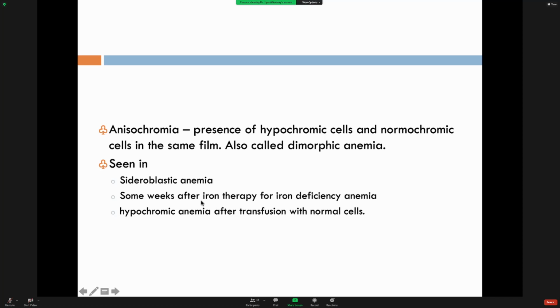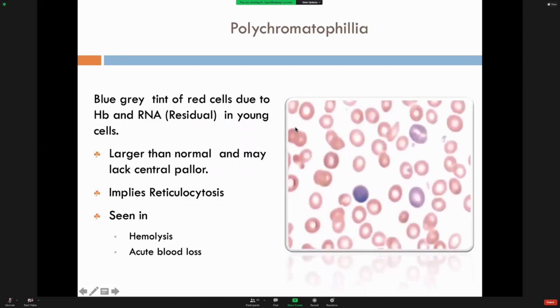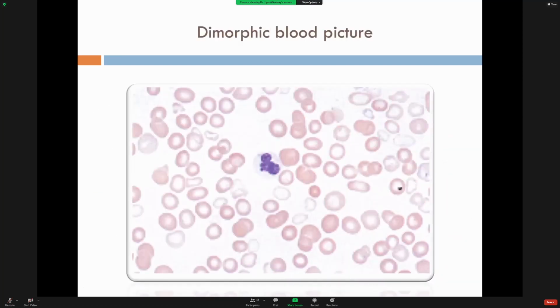Sometimes you can see it a few weeks after iron therapy for iron deficiency anemia. Also after blood transfusion, for any person who received a recent blood transfusion, you can see hypochromic anemia after transfusion with the normal cells. This is how it looks in dimorphic blood pictures. You can see some normal cells and hypochromic cells, clear. These are hypochromic cells and these are the normal cells. This is a dimorphic blood picture.